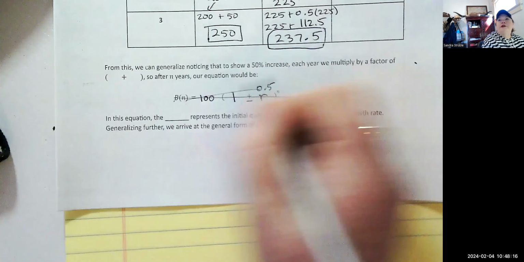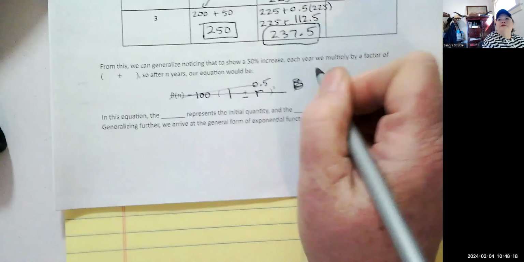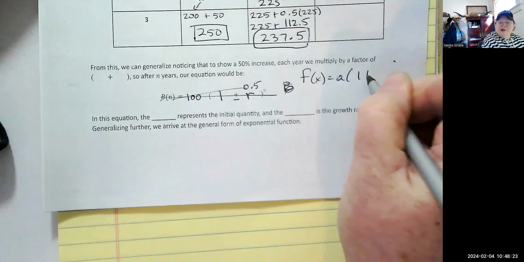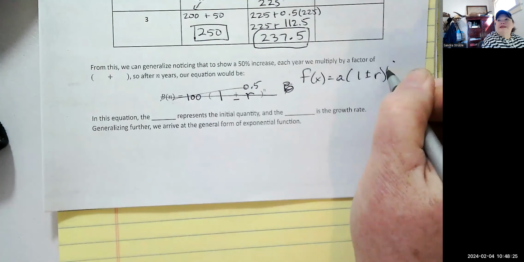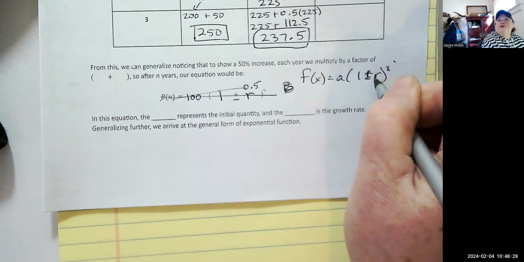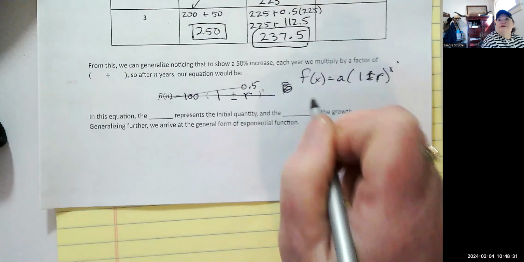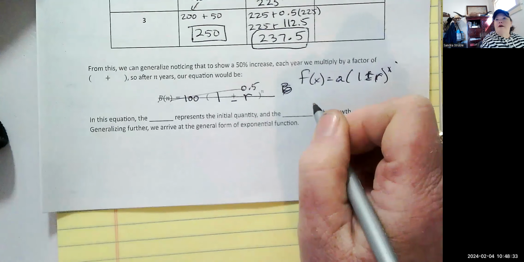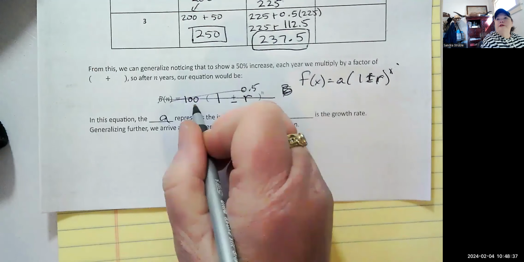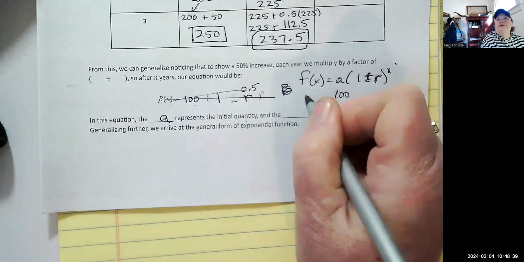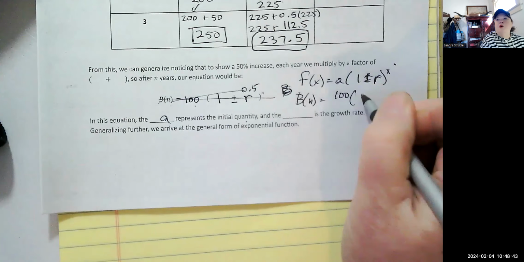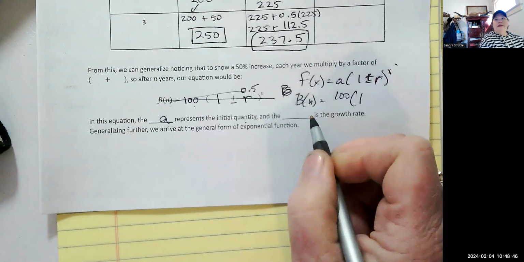All right, so hold up. So we're going to do B of N. I'm going to use my f of x. f of x is equal to a times 1 plus or minus r to the x. This is my formula that I like to use for exponential growth. A is our initial quantity, which in this case would be 100. So we're using B of N, which is fine. And then 1, all right, it's growing.